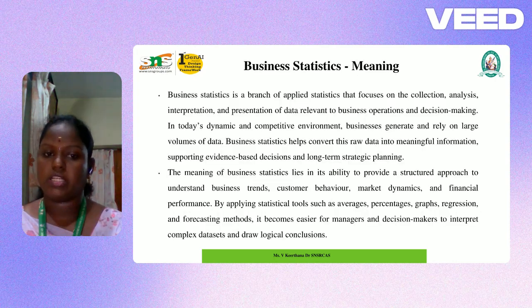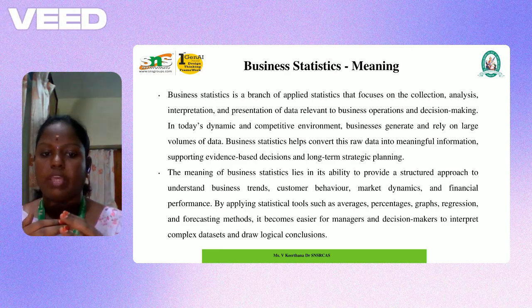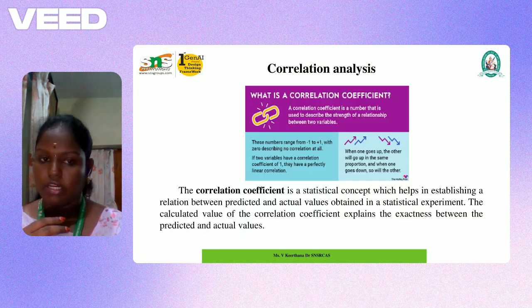Actually, in the meaning of statistics itself, we have seen that statistics also helps with average, percentage, graph, regression and forecasting methods to make easy decisions for managers and decision makers to interpret the data set with logical reasons. So in correlation, we have seen concepts like predicted values and actual values in a statistical experiment. But statistics is not only used by mathematicians, it can also be used by economists, researchers, and whomsoever.